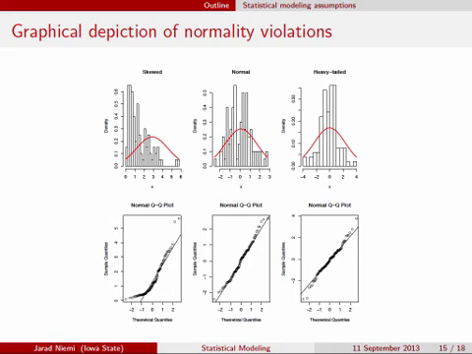All right, so it seems pretty clear that for the skewed data, we have a lot of observations on the left side of this curve, and only a few observations on the right side of this curve.